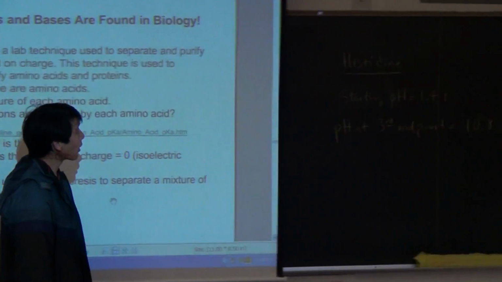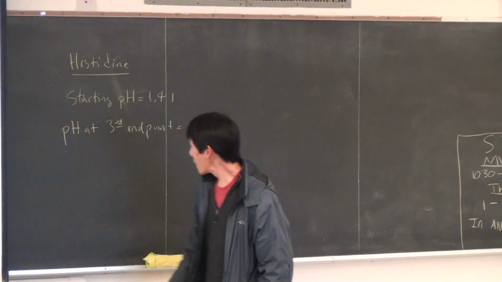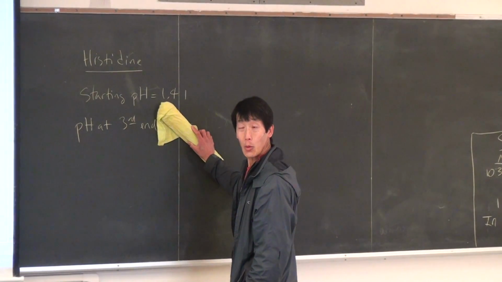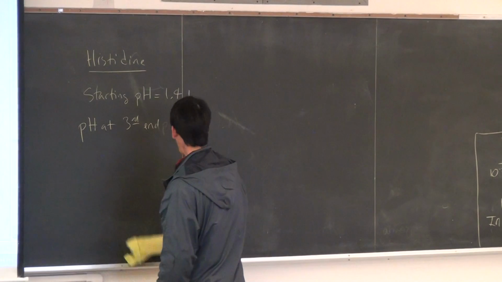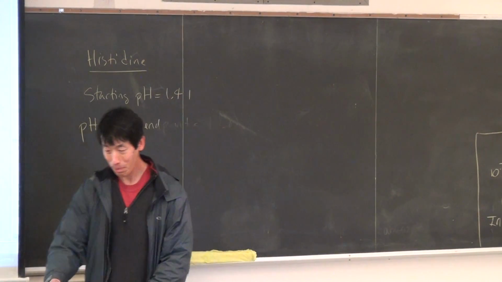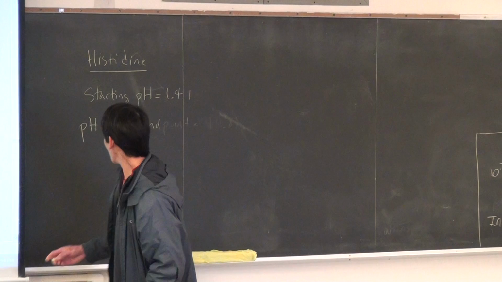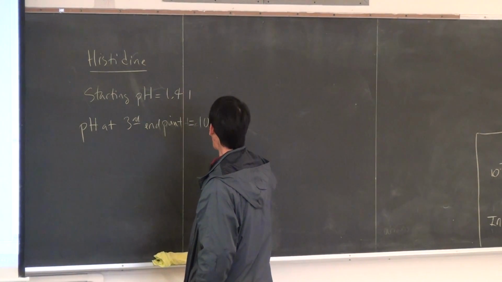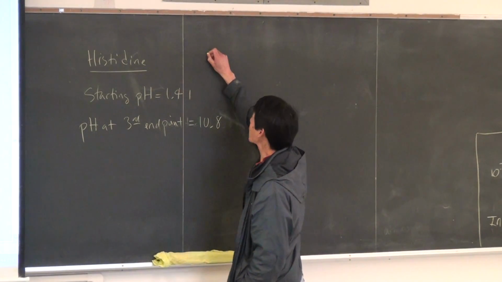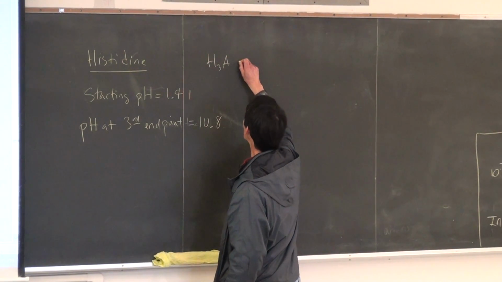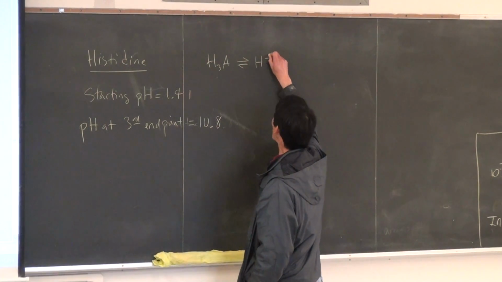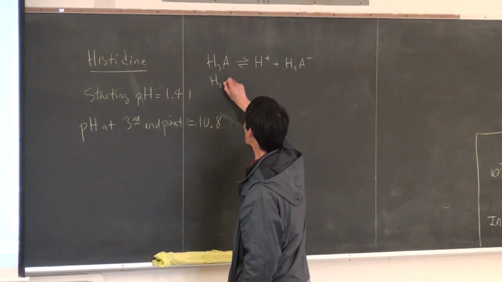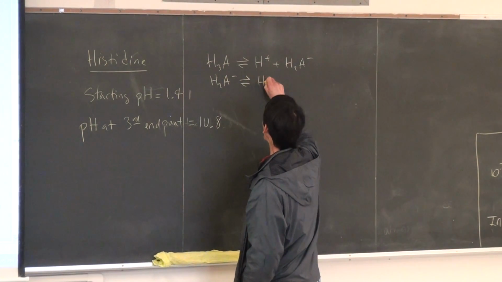Let's do this one for histidine, since I want to make sure each side of the class gets equal treatment. Okay, so for histidine, this was supposed to be 10.8. Now, histidine also is a triprotic acid, so you have H3A, then that goes to H plus and H2A minus, and then the H2A minus goes to H plus.